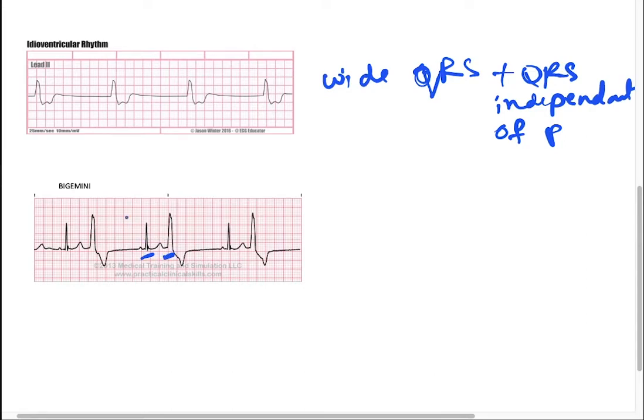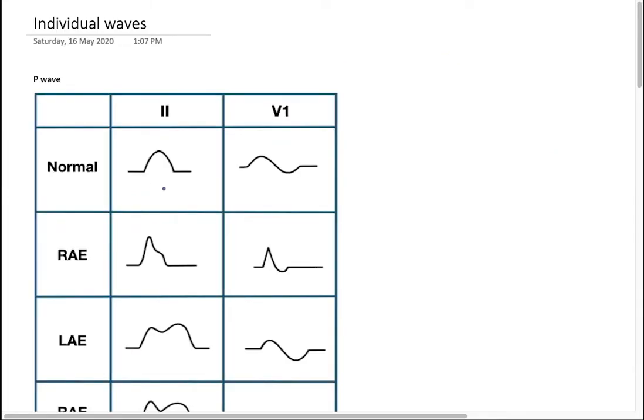Now we'll talk about individual waves and their abnormalities. Let's talk about the P wave. Normally we know how it looks, and we'll talk about how it looks in lead 2. Suppose there is an abnormality, say right atrial enlargement. How should it look on an ECG? The right atrium basically represents the first half of the P wave. I'll use a different color.